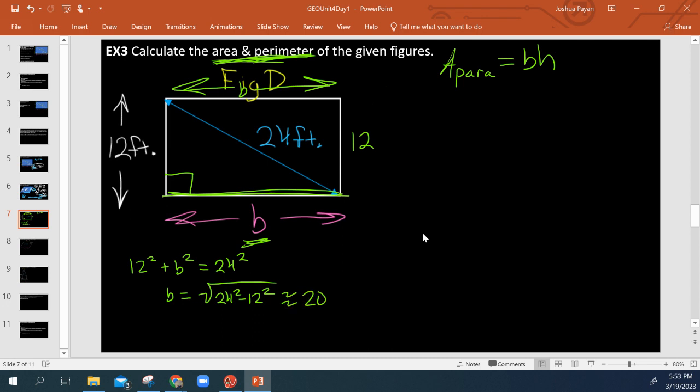So b is about 20.78. Oh, we're in feet. Feet says right there. Okay. So now I have all the information I need, right? So the perimeter is going to be equal to 2 times 12 plus 2 times the 20.78.